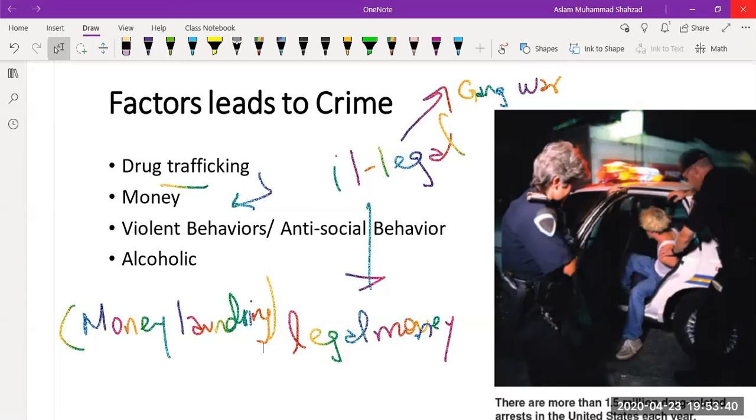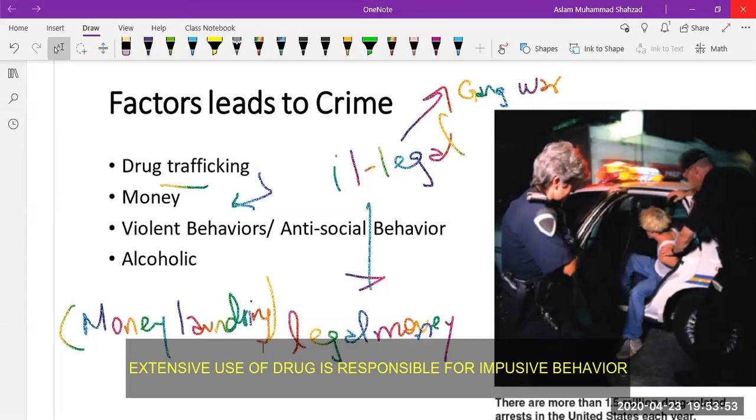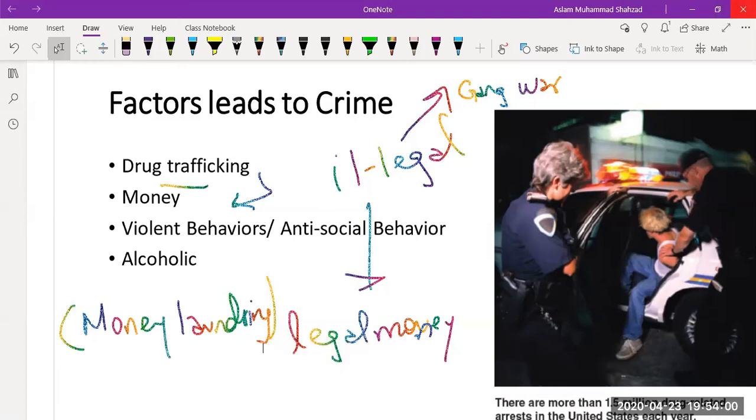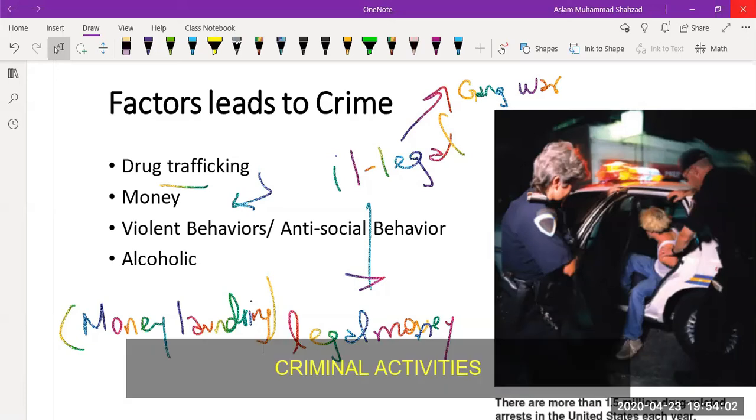That's the important question we need to address, because research has been conducted on different drugs, and researchers found that even with different drugs like heroin and cocaine, the extensive use of that drug is responsible for impulsive behaviors in human beings, which is responsible for criminal activities.